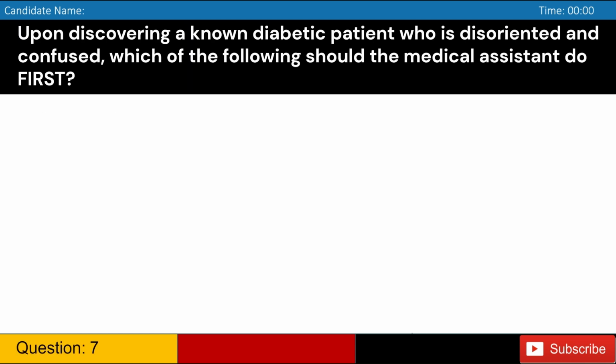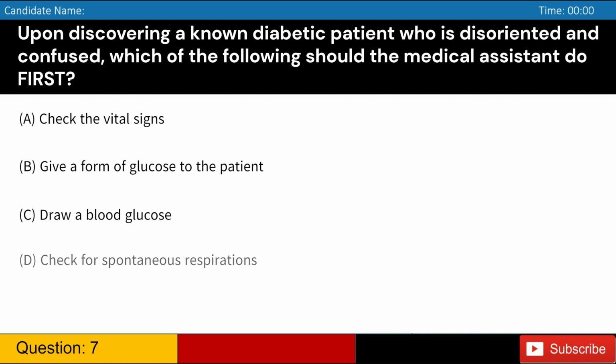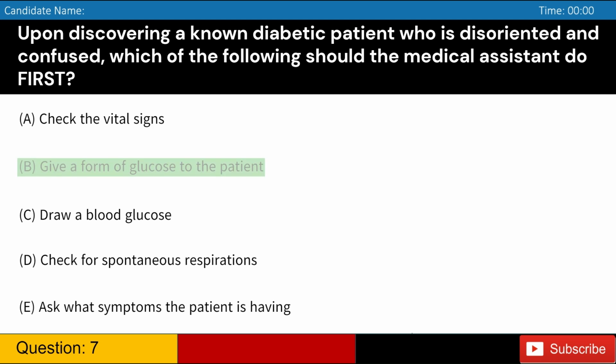Upon discovering a known diabetic patient who is disoriented and confused, which of the following should the medical assistant do first? A. Check the vital signs. B. Give a form of glucose to the patient. C. Draw a blood glucose. D. Check for spontaneous respirations. E. Ask what symptoms the patient is having. Answer B. Give a form of glucose to the patient.